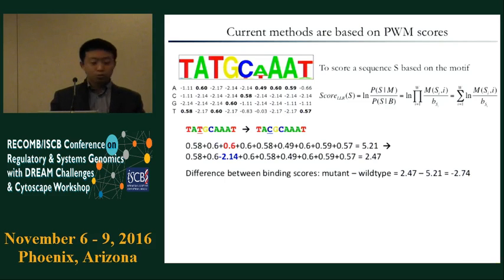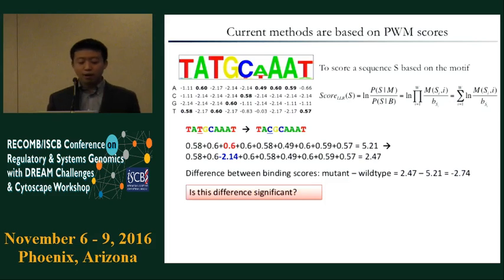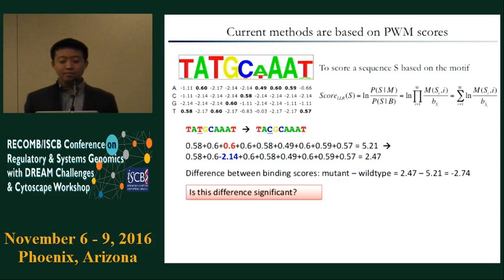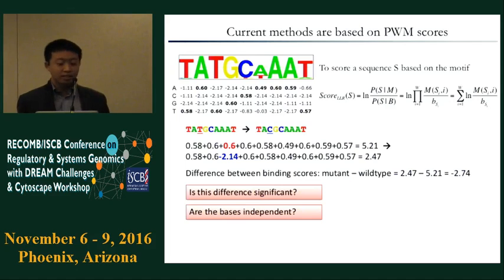But if we look at the score itself, we want to ask, is this difference significant? There is no very direct way to derive a statistical distribution for this difference. So if we use PWM as the model, it's hard to answer this question. The other thing is, if we look at the calculation more carefully, we can see that actually only one base is being used, which means we are not actually taking into account the context of the mutation. But this is a very questionable thing about PWM because it assumes the independence between bases.